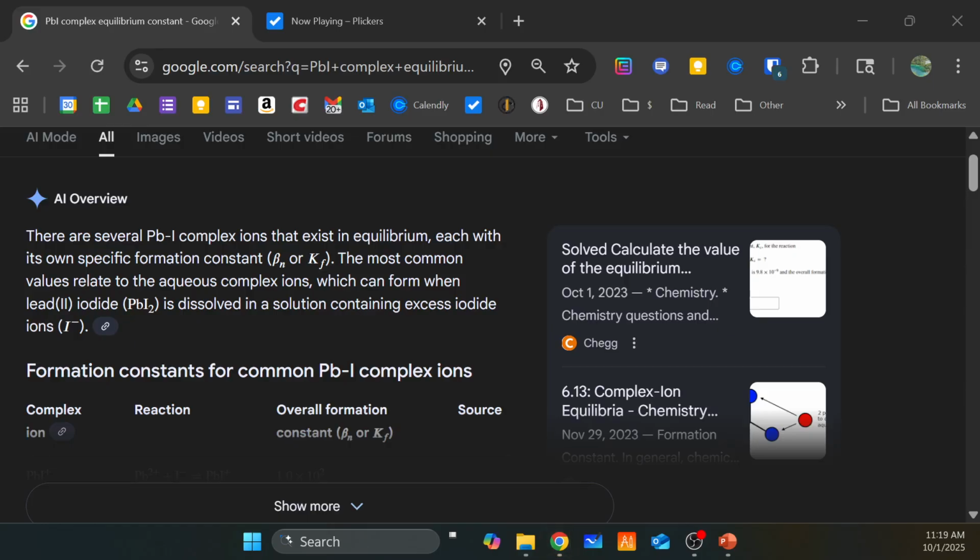Okay. So, does anybody have any other questions on how to do these problems, assuming you can find the equilibrium constants?